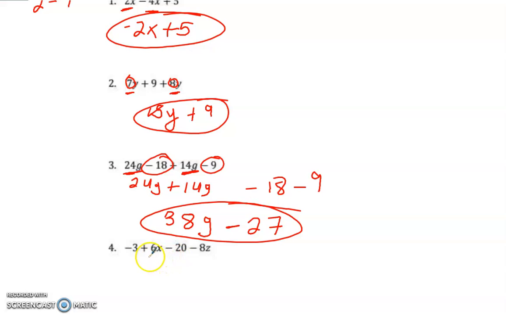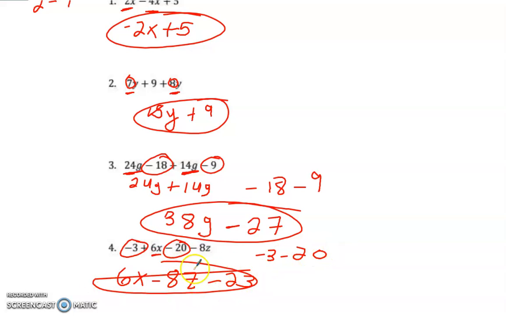Okay, for the next one, 6x has no like terms, so that's just going to stay by itself. The negative 8z has no like terms, so that just stays by itself. So the only like terms we have are negative 3 minus 20. When we do negative 3 minus 20, we end up with negative 23. So our final answer is 6x minus 8z minus 23.